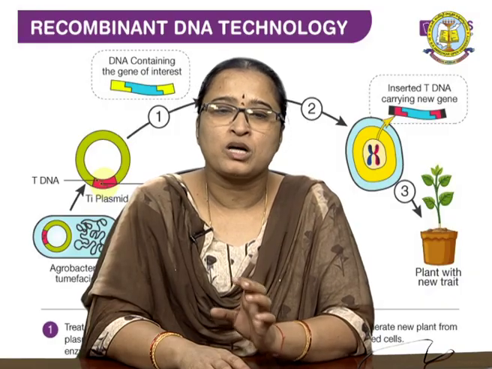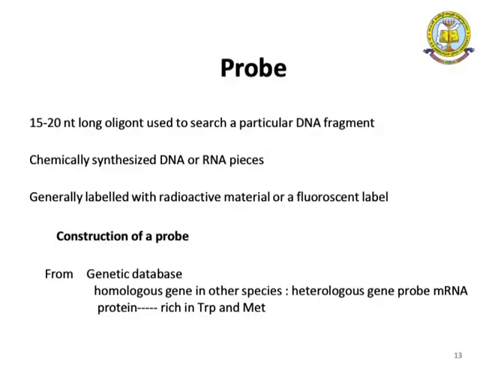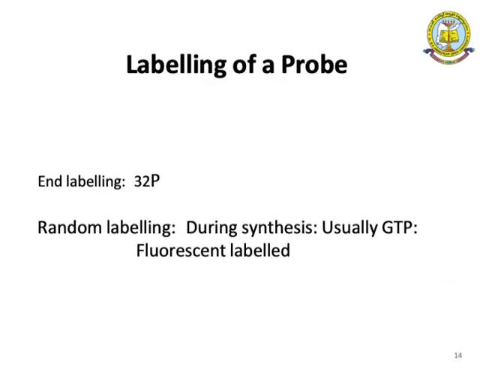Next one, how to construct the probes? From a genetic database, homologous genes from other species or mRNA can be used. Protein-rich sequences, tryptophan and methionine probes are there. How to label the probes?